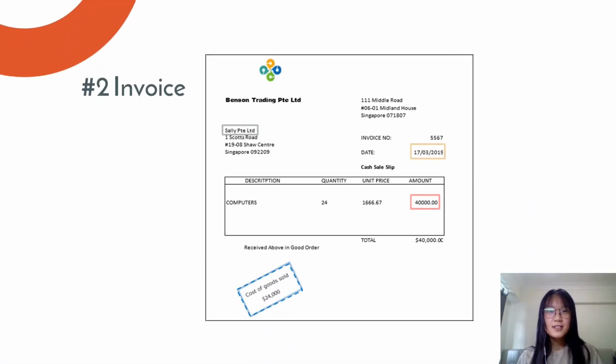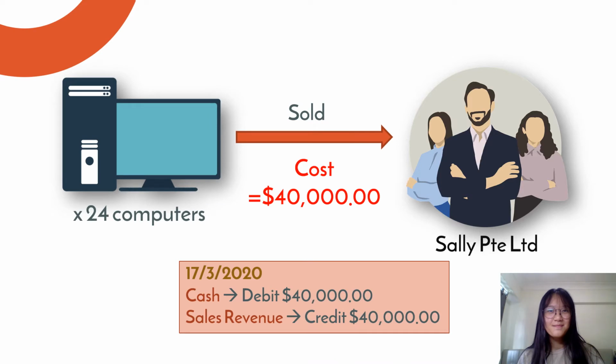Moving on, this invoice has shown that $40,000 worth of computers, which is the inventory for the company, are sold to Sally Pitlet on 17 March 2020, where the cost of goods sold is $24,000. With this in mind, both the cash and the sales revenue will increase, which leads to $40,000 being debited to the cash account and $40,000 being credited to the sales revenue account.